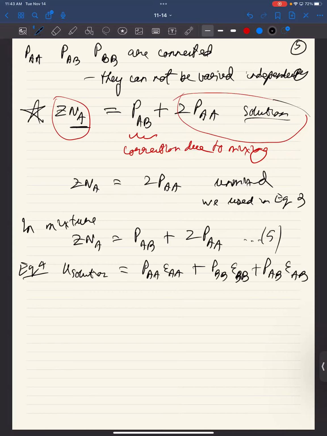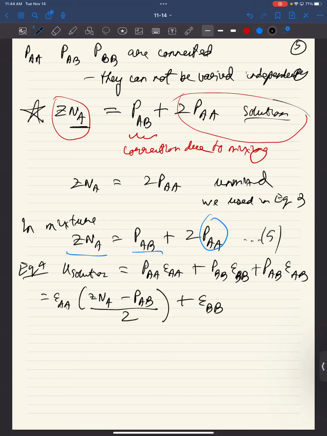So now what we can do is to keep epsilon AA and replace this PAA with ZNA minus PAB, okay? So this PAA now becomes ZNA minus PAB divided by 2, plus epsilon BB times ZNB minus PAB divided by 2, right? Just an identical equation to equation 5.